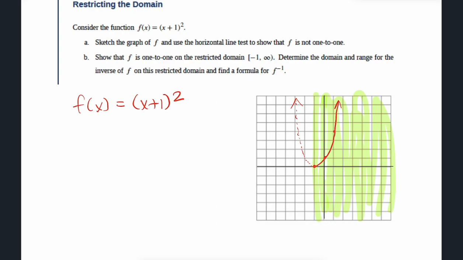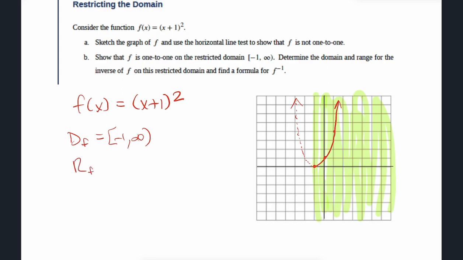Now, we'll talk about finding the inverse in a second, but what I want to do is talk about the domain and range of this and what the domain and range will be of our inverse. So the domain of f, we have to restrict from -1 to infinity. You can choose the negative side. It's not as common.